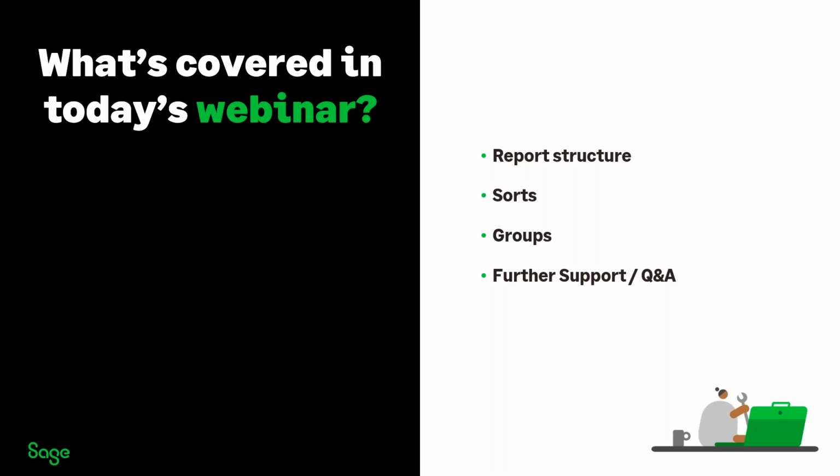So we're going to also look at sorts as well. So demonstrating how you can change the order of what you want on your report and also the rules surrounding that. We'll do the same for groups as well. So if you've applied any groups, then adding a sort within it. And then just at the end, we'll explain more about the additional support. And also, if there are any outstanding questions, I'll try and chip in with some of that as well.